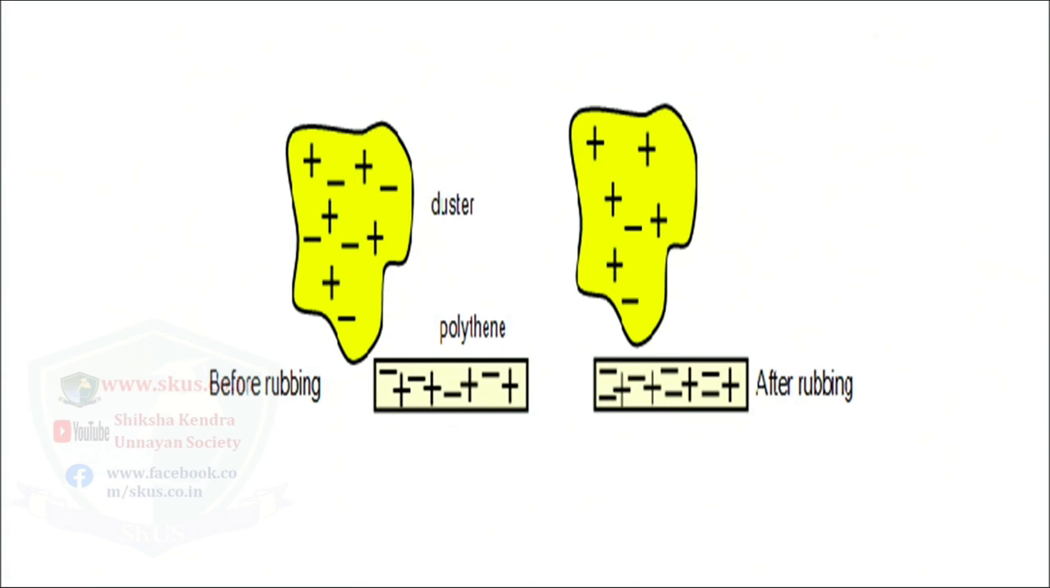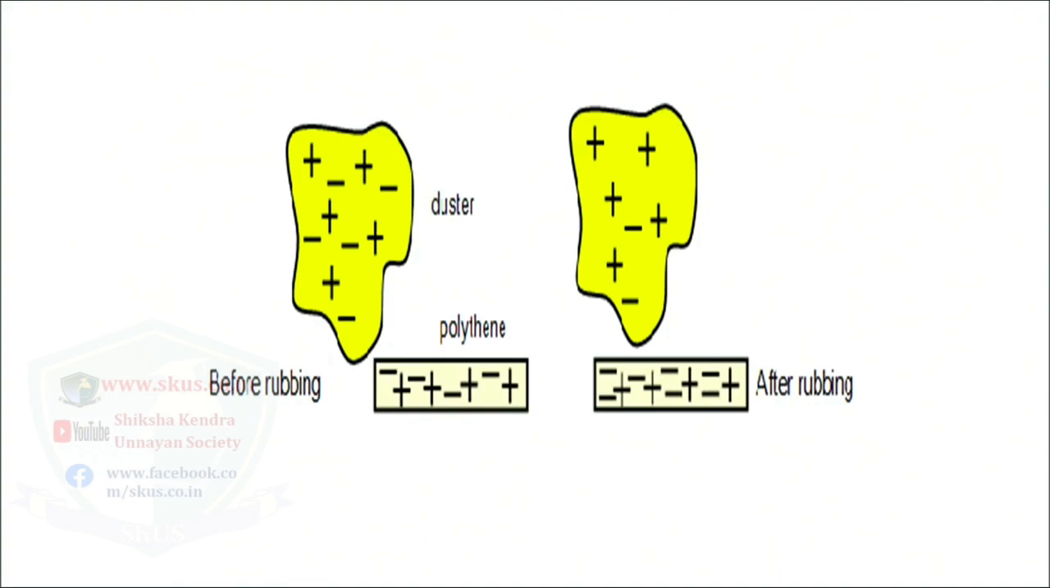So we can say the duster is positively charged here, and you can now see the polythene strip has more negative charge. The plus signs are very few and the negative signs are more in the polythene strip. So effectively we can say that the polythene strip is negatively charged.